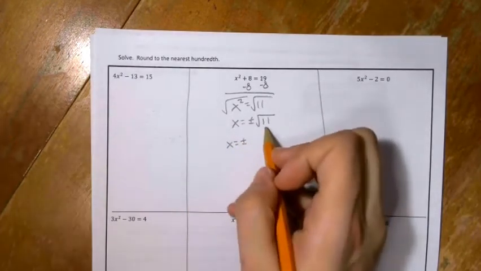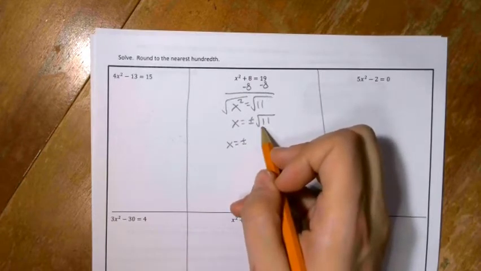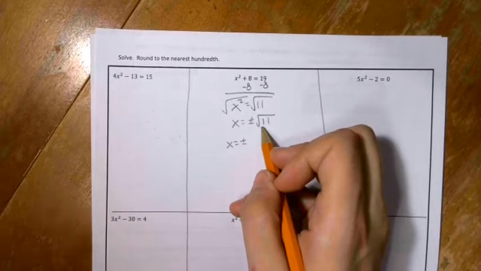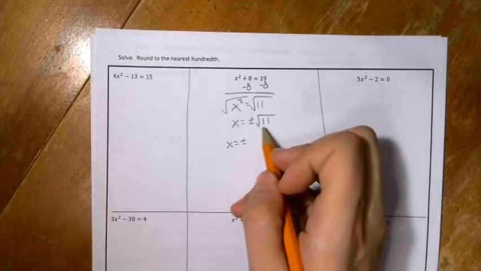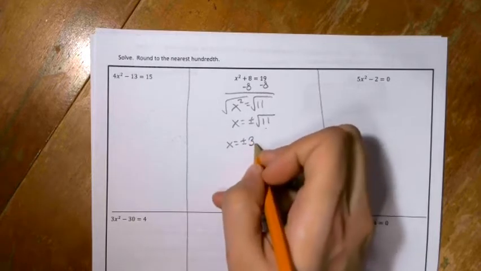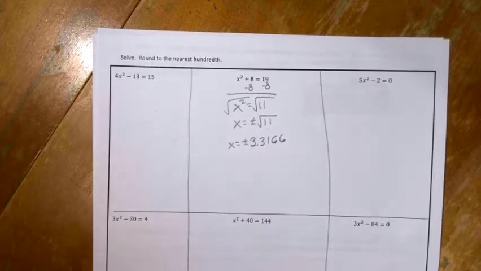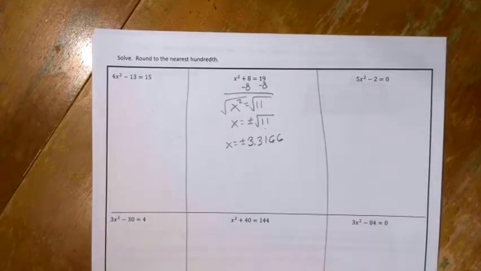I can actually estimate this, right? Because 11 is between 9 and 16. The square root of 9 is 3. The square root of 16 is 4. So this is going to be somewhere in the 3 range, 3 point something. In fact, when you plug it into a calculator, you get 3.3166, plus or minus 3.3166. I want you to try solving the rest of the problems on this page. Pause the video, try it out.